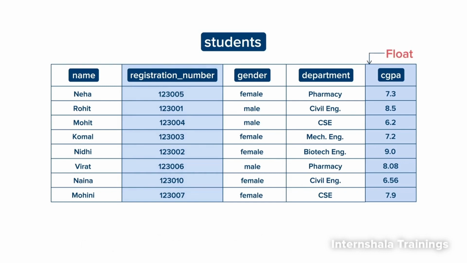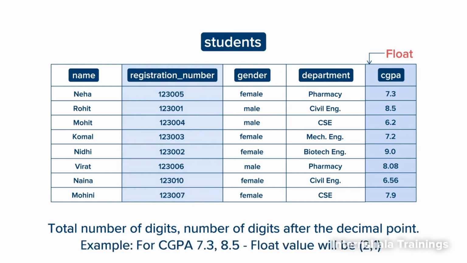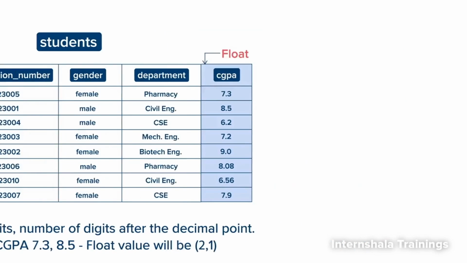To specify a float data type for an attribute, there is a unique way. We first specify the total number of digits, and then after a comma, we enter the number of digits that we want after the decimal point. So, if we want to add the CGPAs such as 7.3, 8.5 and 6.2, we will specify it as 2, 1. This means a total of 2 digits can be entered and there is 1 digit after the decimal point. Note that we cannot add negative values using float data type.